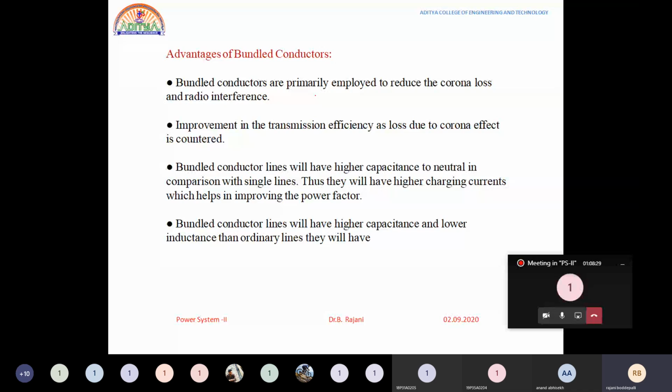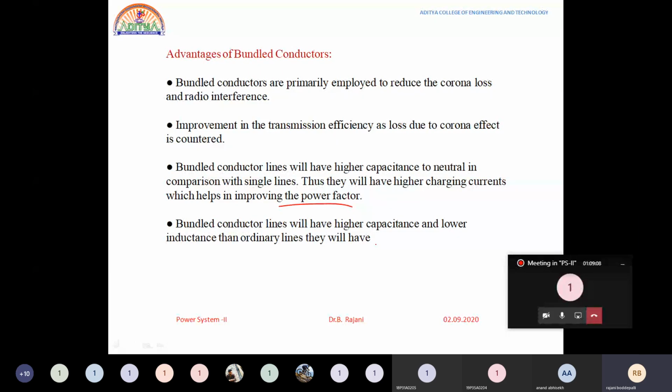Improvement in the transmission efficiency is due to low corona effect. Bundle conductor lines have higher capacitance to neutral in comparison with single lines. So this would improve the power factor. If the capacitance is increased, the power factor is also improved. These are all the advantages of using bundle conductors. Bundle conductor lines will have higher capacitance and lower inductance than ordinary lines. This is the main advantage. That is why, for voltages greater than 230 kV, we go for bundle conductors.